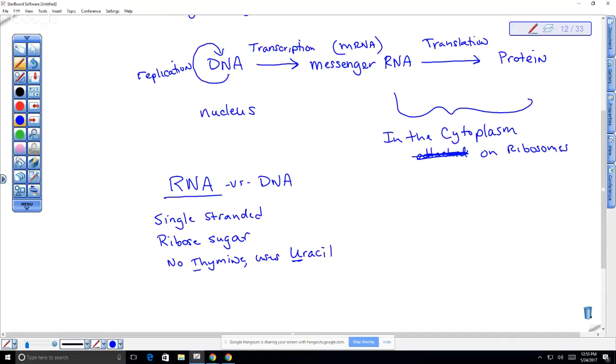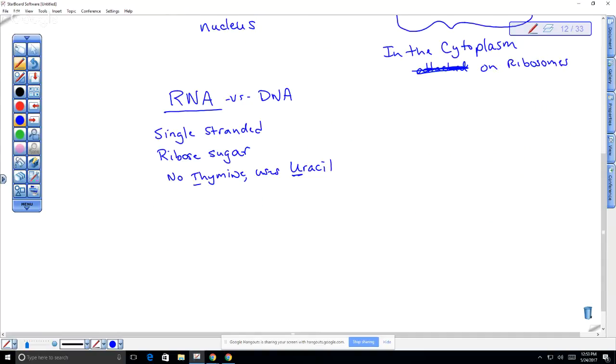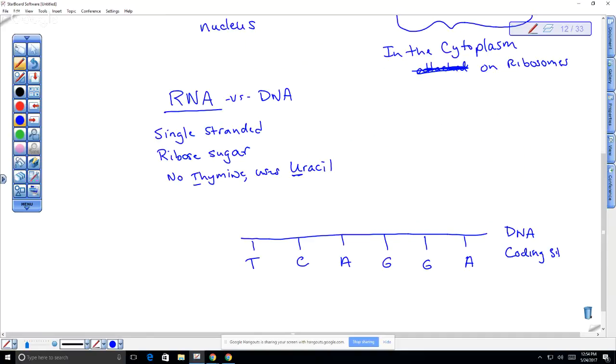So let's look at transcribing a piece of DNA. So if this is my sequence of DNA, okay, there's my sequence of DNA. I know that this is DNA because there's a T in it, right? That is my DNA. And we can say that this is my coding strand. So this is the strand of DNA that I am going to turn into a protein.